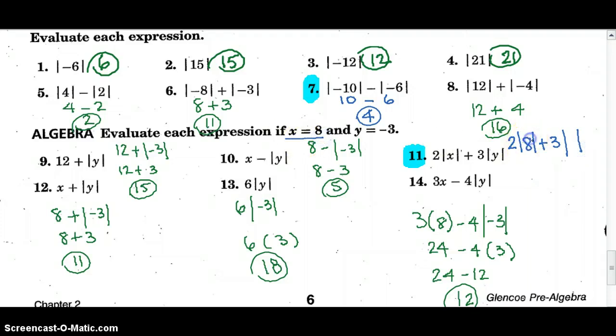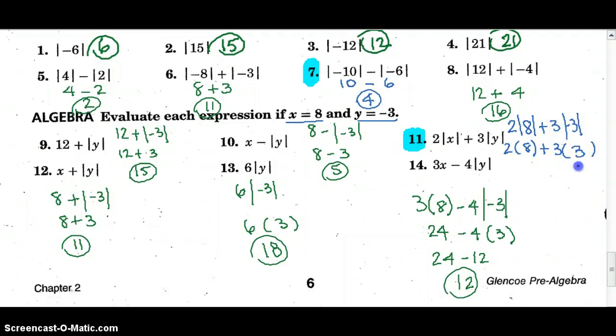X is 8. What was y? Y is negative 3. So 2 times the absolute value of 8 means 2 times 8. Plus 3 times the absolute value of negative 3, which is 3. Alright, so 2 times 8 is 16, plus 3 times 3, which is 9, which leaves our final answer to be 25.